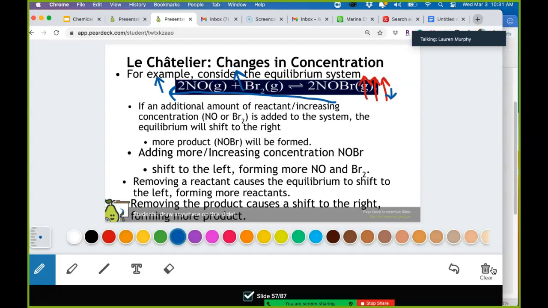Okay, now, what if I take stuff out, like I lower its concentration? So let's say I lower the concentration of NO. I remove some of it. Well, that's not good. Now I don't have enough reactants. So what's my reaction going to want to do? Well, it's going to want to shift back that way to get some back. So this will need to go back up, and this will need to go down to reestablish the equilibrium.